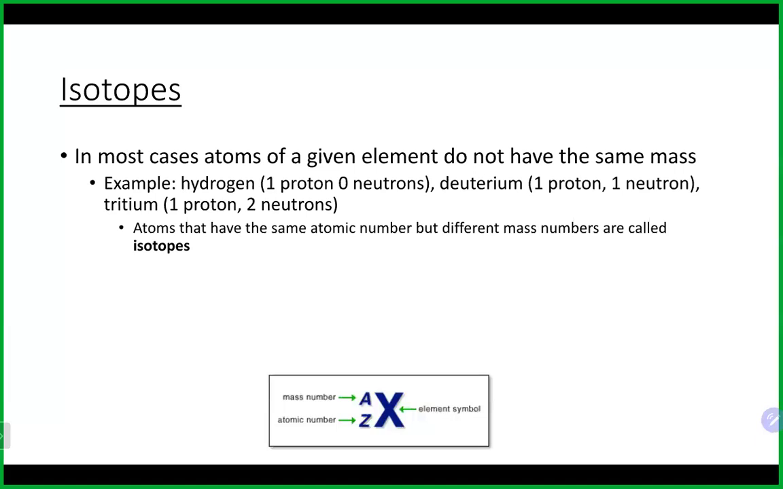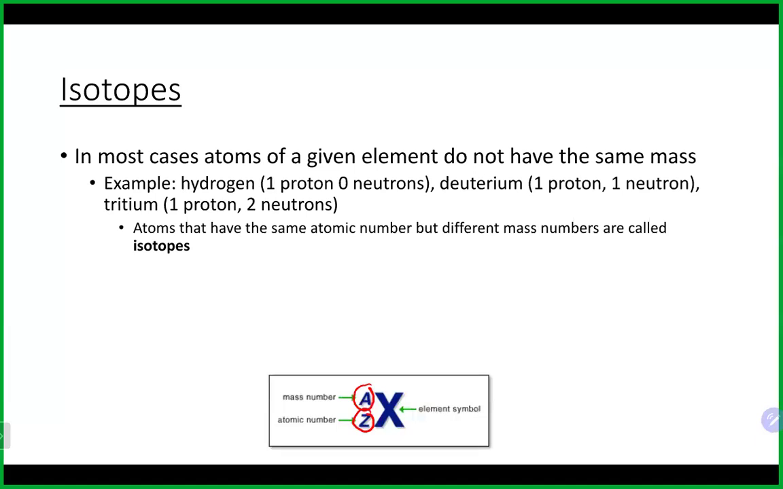So one way that we write symbols for isotopes, we put the mass number upper left of the symbol, and the atomic number on the bottom left of the symbol. So for example, if we have hydrogen, which is obviously our hydrogen element, we have deuterium, which is sometimes referred to as heavy hydrogen, and tritium, which is the radioactive version of hydrogen.